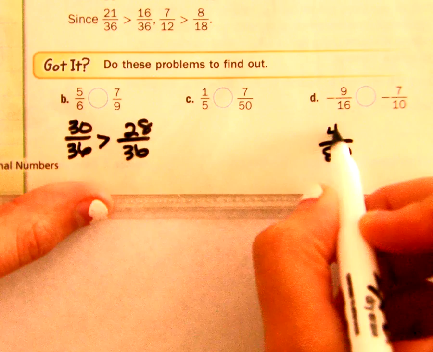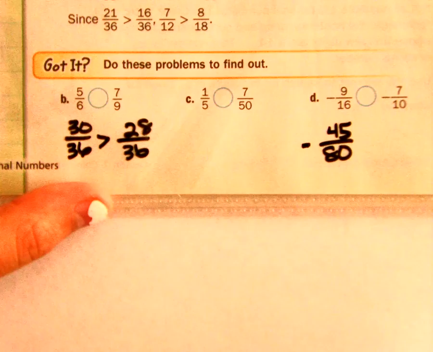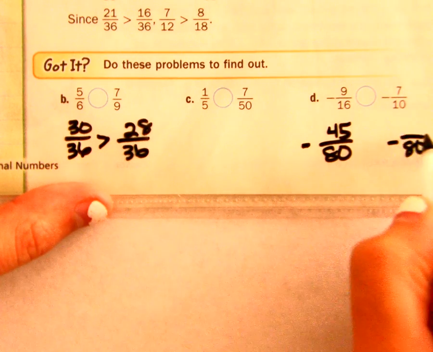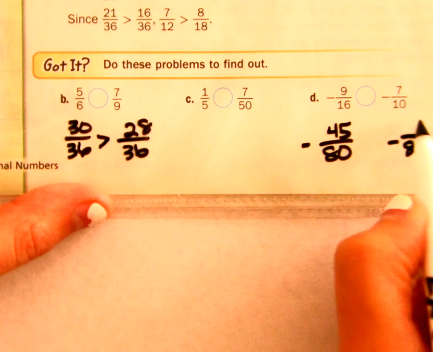So we get 45, and again, this is negative, so I bring my negative sign. Then we have negative 7/10. Again, I know 10 goes into 80 eight times, so I take 7 times 8, which is 56.